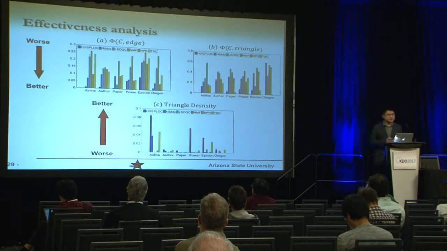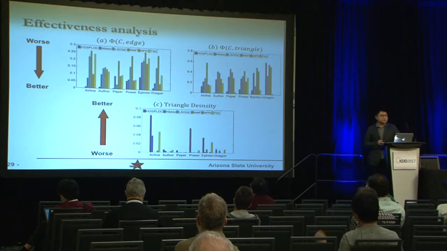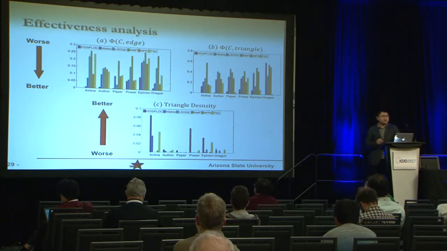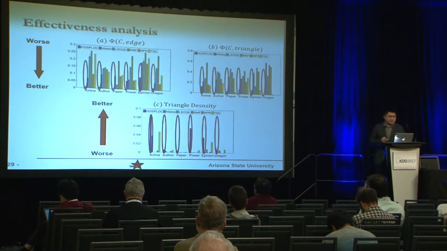Here is the effectiveness analysis. The top 2 figures show the conductance of edges and the conductance of triangles; the lower the better. The bottom figure shows the triangle density; the higher the better. I will show more details for these 3 figures because they are so small. We can see that our method outperforms all the others in all the cases and on all the metrics.